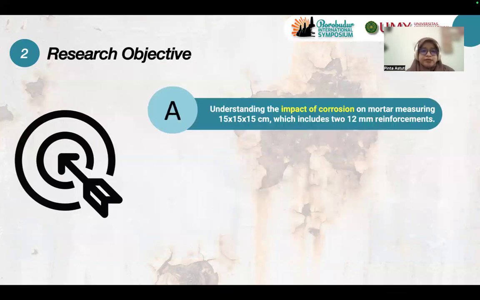Next, we move to our second part about the research objective. The first objective is to understand the impact of corrosion on our new mortar with the dimension 15 by 15 by 15 centimeter, which includes 2 reinforcements embedded in the specimen.